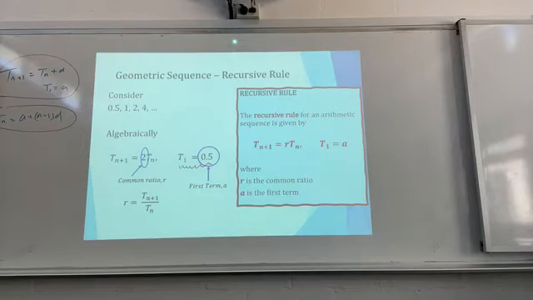Geometric. Did I say? I use a template, you see. It is geometric. My fault. I use the same template, that's why. Next.